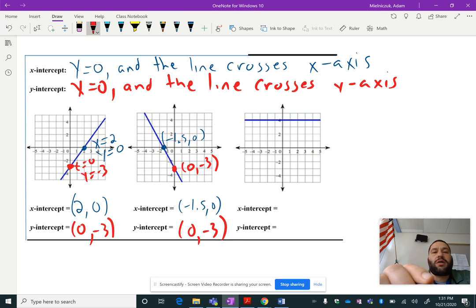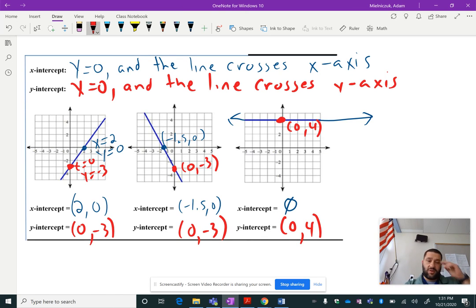And now for our last one. Remember, x-intercept is where it crosses the x-axis. And here we see that this line is going to go on forever in both directions. So there is no x-intercept, so does not exist. Now for the y-intercept, we can see that it crosses all the way up here at the point 0, 4. So our y-intercept is 4, or as a coordinate 0, 4.